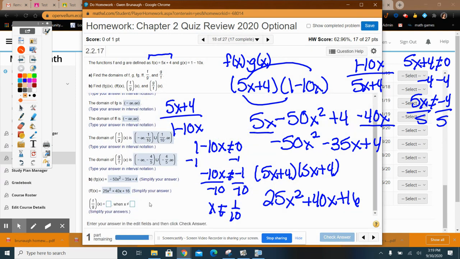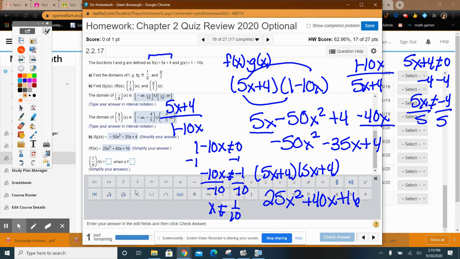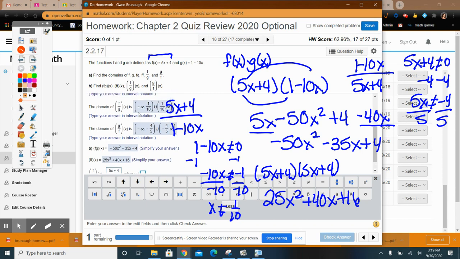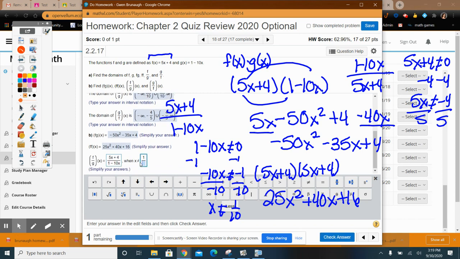And the last one, f over g, that's going to give us a fraction. F over g, which one was f over g? 5x plus 4 on top, 1 minus 10x on bottom. And they're trying to help you here. They're trying to remind you what to do. 1 minus 10x, we already said what that couldn't be. 1 minus 10x cannot be 1/10, so you're going to put it there again one more time.